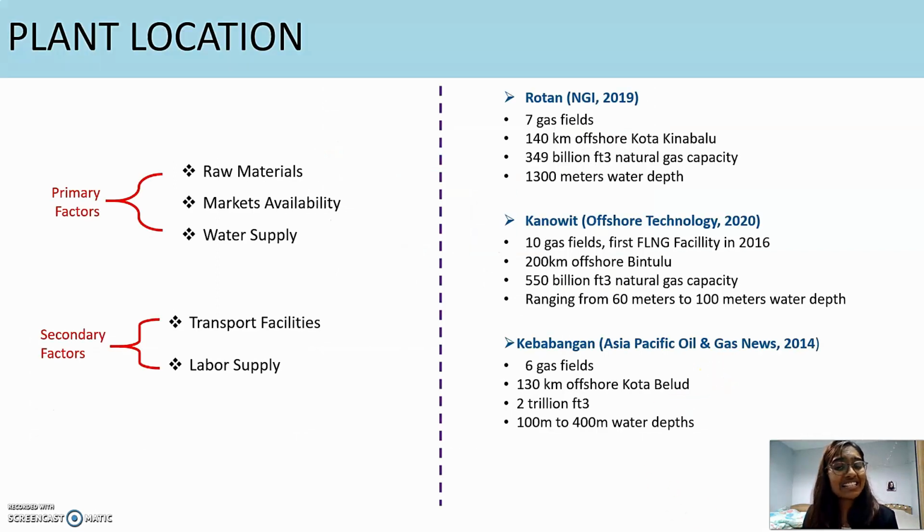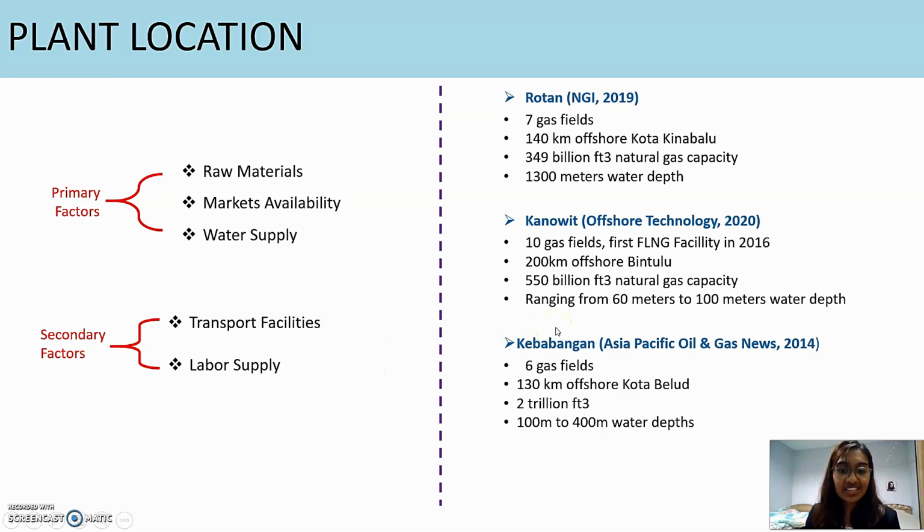Now, the decision in selecting the strategic location will affect the feasibility, efficiency, and long-term performance of the plant. Some of the primary factors to be considered here are the raw materials, market availability, and water supply, whereas the secondary factors are the transport facilities and labor supply. A comparison was done amongst Rotan, Kanowit, and Kebabangan.